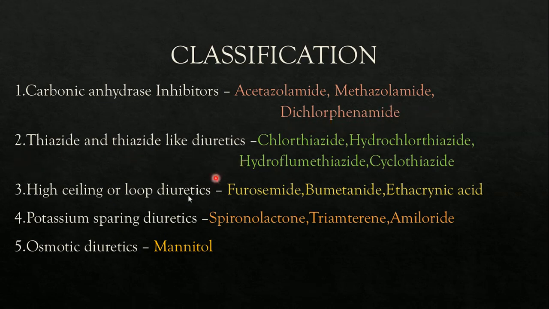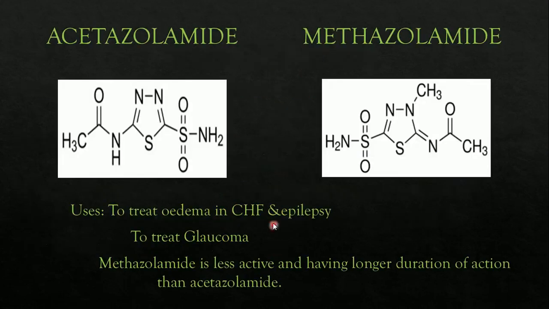Thiazide and thiazide-like diuretics, high ceiling or loop diuretics, potassium sparing diuretics, osmotic diuretics. All the structures of individual drugs we'll see now. The first drug under carbonic anhydrase inhibitors is acetazolamide. Here the basic nucleus present in acetazolamide is thiadiazole.